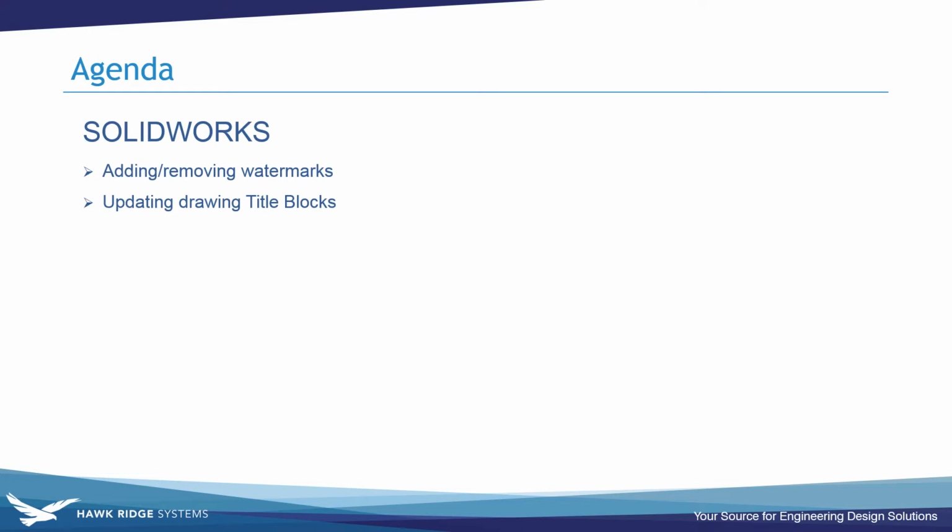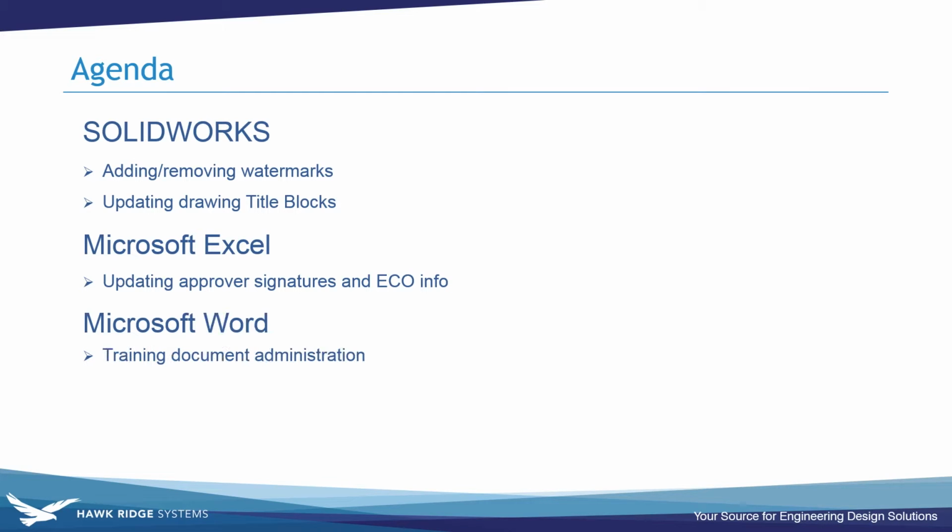So that first part is going to be the SOLIDWORKS, and then we're going to move on to Microsoft Excel. And I have an example for an engineering change order document, and some people call them engineering change notices, ECN or ECO. And we're going to be updating our approver signatures and other info on those documents automatically.